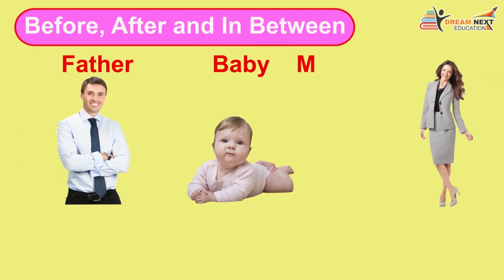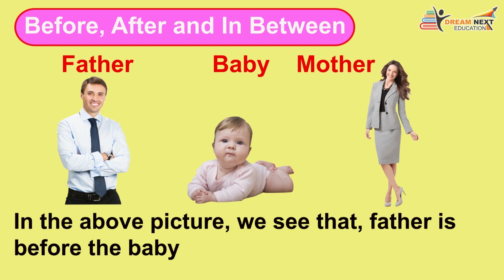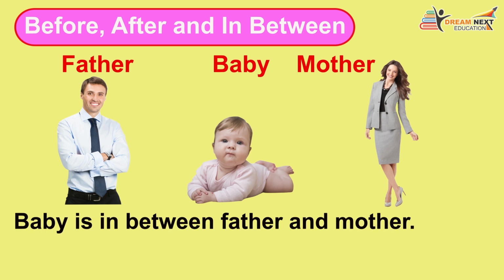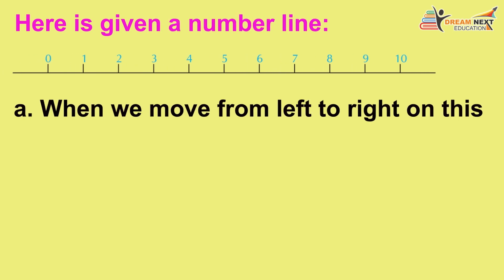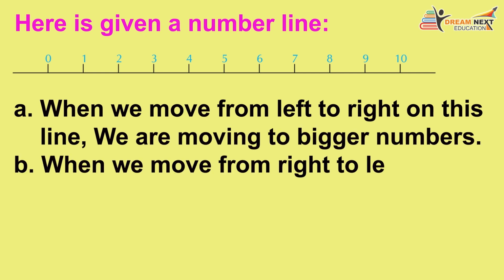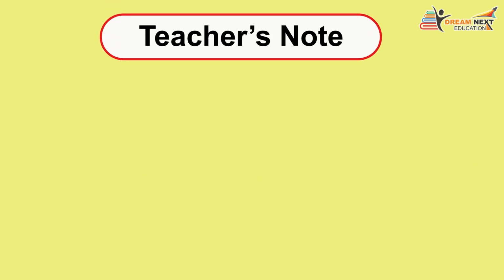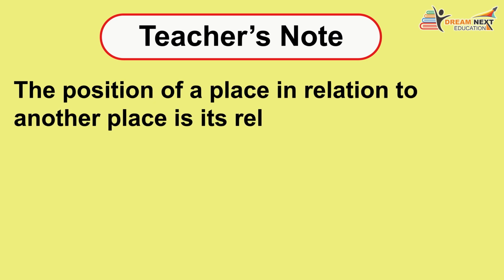Relative positions. Before, after and in between. Father, baby, mother. In the above picture we see that father is before the baby and mother is after the baby. Baby is in between father and mother. Here is given a number line. A. When we move from left to right on this line, we are moving to bigger numbers. B. When we move from right to left on this line, we are moving to smaller numbers. Teacher's note. The position of a place in relation to another place is its relative location.